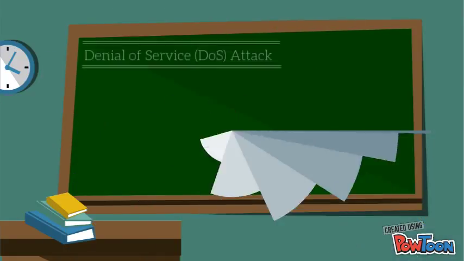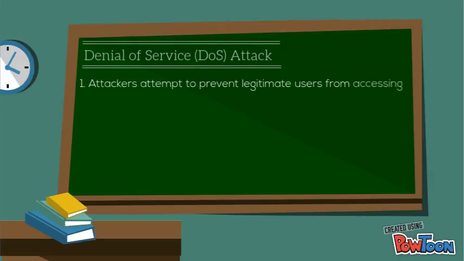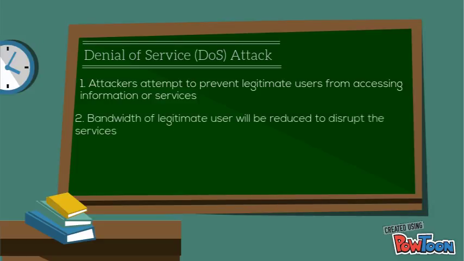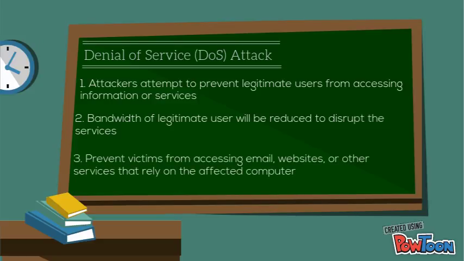In this attack, attackers attempt to prevent legitimate users from accessing information or services. Then, bandwidth of legitimate user will be reduced to disrupt the services. The attack might prevent victims from accessing email, websites, or other services that rely on the affected computer.